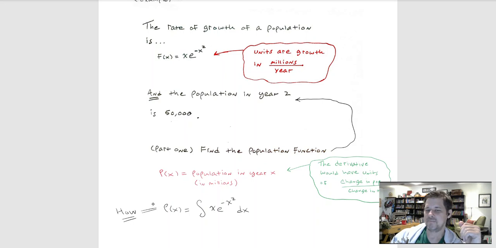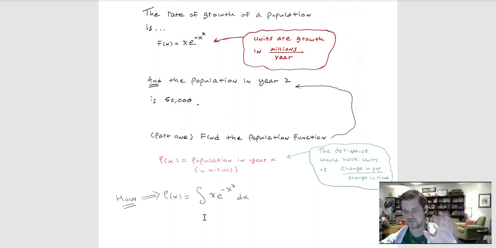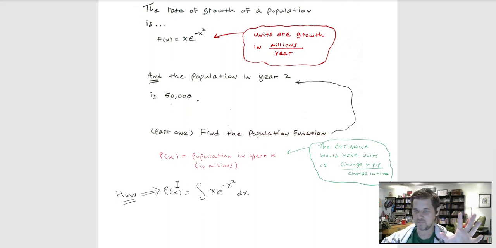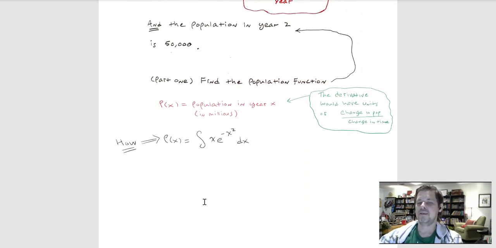Whenever we're trying to solve a math problem, we have to figure out the method for doing it. So there's the method, and I know that this will work because if I took the derivative of this, it would give me that. I'm just working backwards. That's what the antiderivative or the indefinite integral does for us. Now, the next question would be, how do I calculate it?